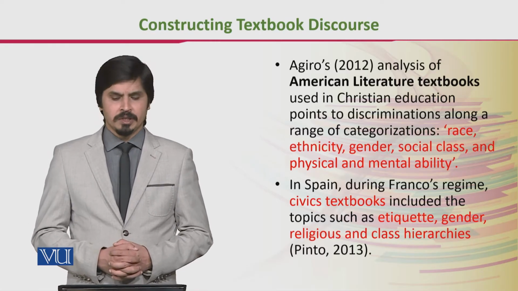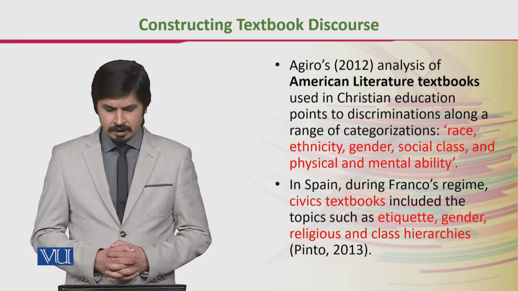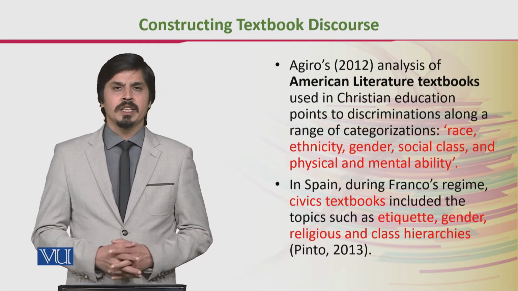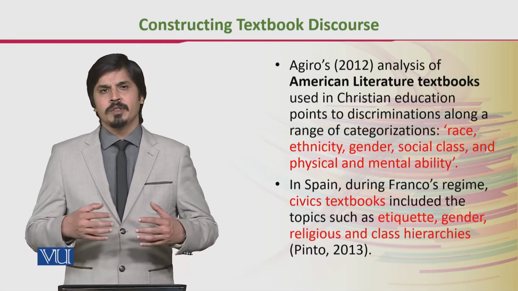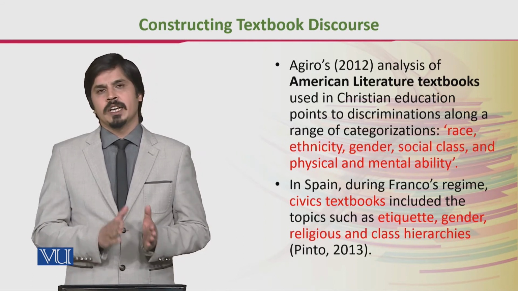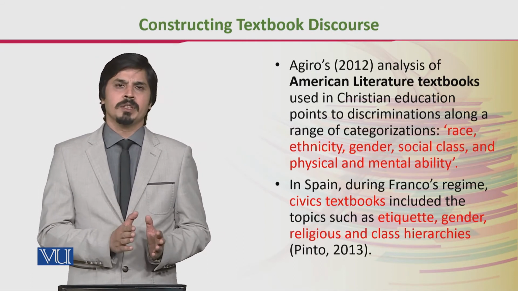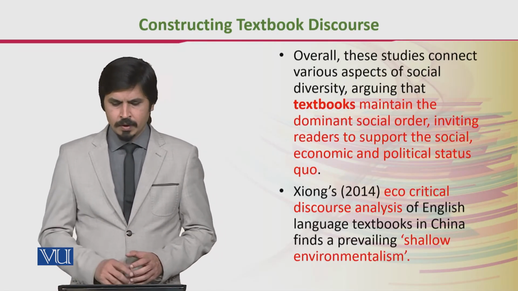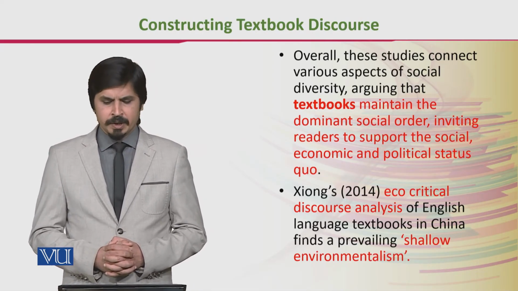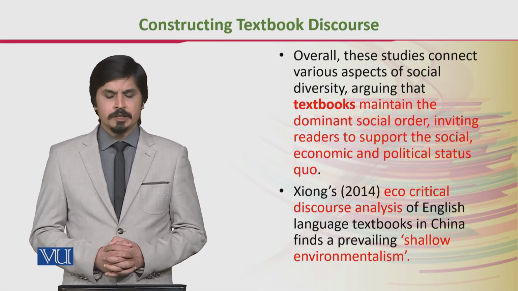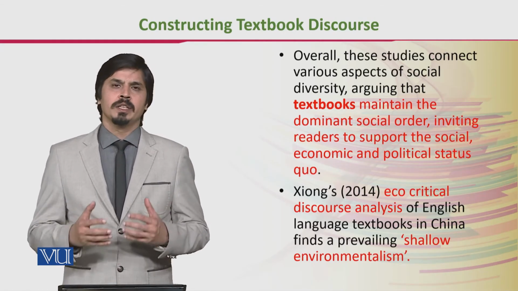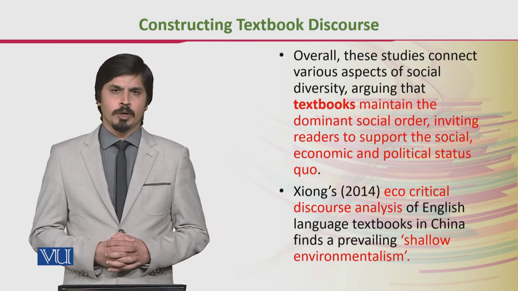In Spain, during Franco's regime, it was found that civic textbooks included such topics like etiquette, gender, religious and class hierarchies, and while projecting these topics, they focused on the historical or cultural ethos of certain community groups at the cost of other community groups. That can be discriminating, as we all know. Overall, the studies connect various aspects of social diversity, arguing that textbooks maintain the dominant social order, inviting readers to support the social, economic, and political status quo, which, we all know, is maintained by the majority or powerful economic group.